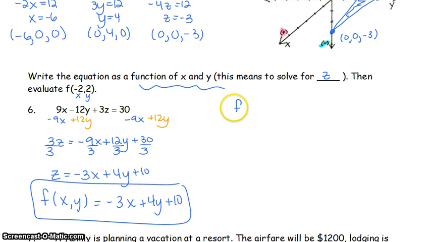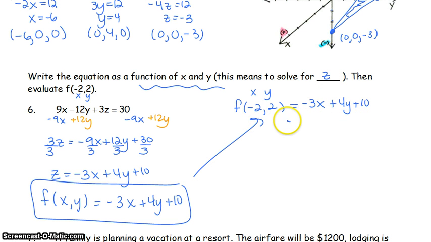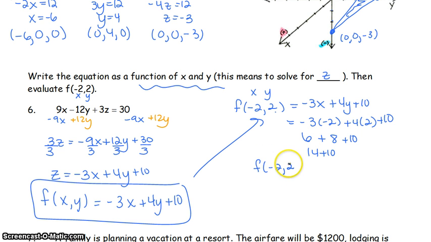Now I want to evaluate for negative 2, 2. This is the x coordinate, that is the y coordinate. Just like before, when we evaluated for an f of x, now we have two things to plug in. We've got negative 3x plus 4y plus 10. All I did was use that equation. We are plugging in an x value of negative 2 and a y value of positive 2. So we've got 6 plus 8 plus 10, 14 plus 10. When we evaluate, we get 24.